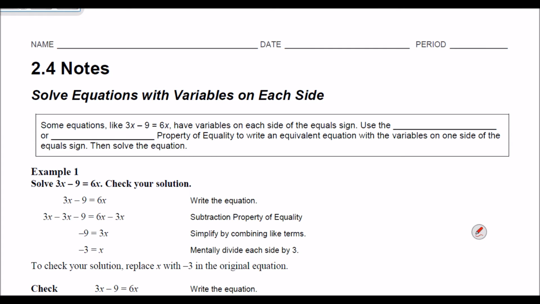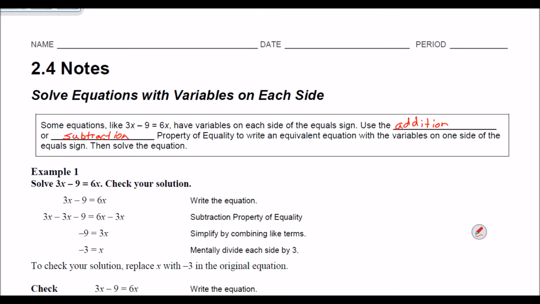We are going to use the addition or subtraction property of equality to write an equivalent equation with variables only on one side of the equal sign, and then we'll solve the equation. So basically all we're doing in comparison to 2.3 to 2.4 is we're either going to add or we're going to subtract one of the two variables to move it to the other side of the equation. And then after we do that, it will be just like an equation we solved in 2.1 or 2.2. So it will turn into a one-step equation or a two-step equation after that point.